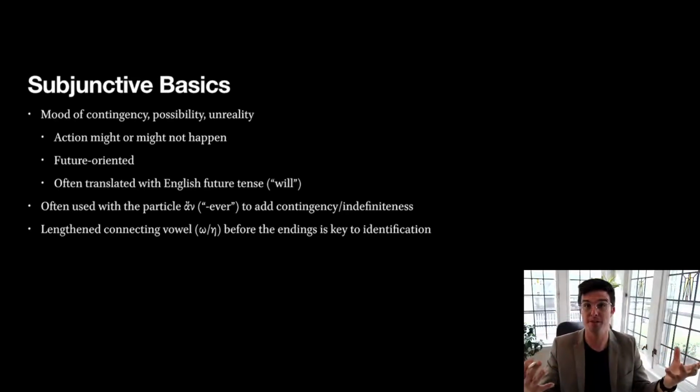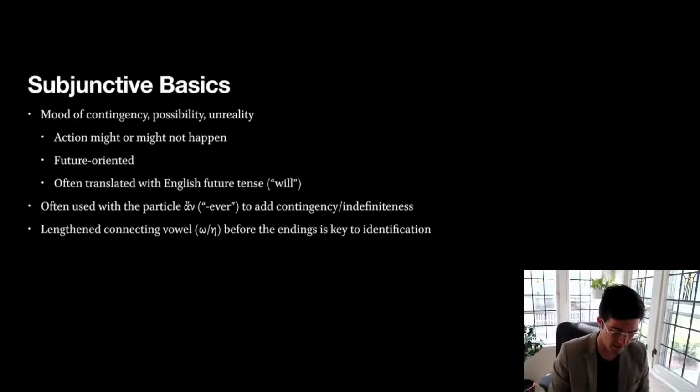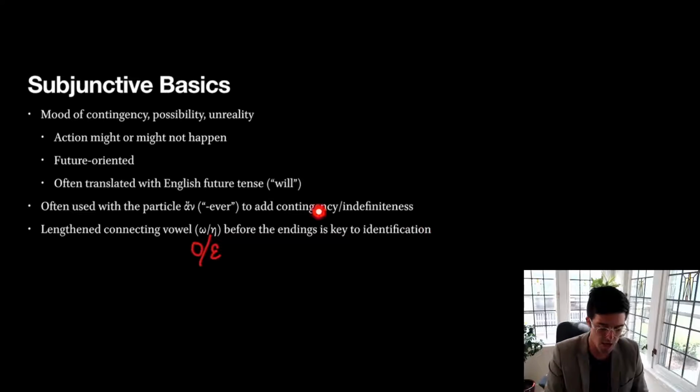And one of the most important things for you to take away from this lecture, and one of the most important things for you to know about the subjunctive, is how to recognize the subjunctive. The main way that you're going to be able to recognize the subjunctive is with a lengthened connecting vowel. Remember, normally in indicative verbs, our connecting vowels are omicron or epsilon. Notice here that our connecting vowels for the subjunctive mood are the long forms of these. Omicron, O small, goes to omega, O big, and epsilon goes to the long vowel eta. So this is going to be your key to being able to recognize a subjunctive verb in a sentence.